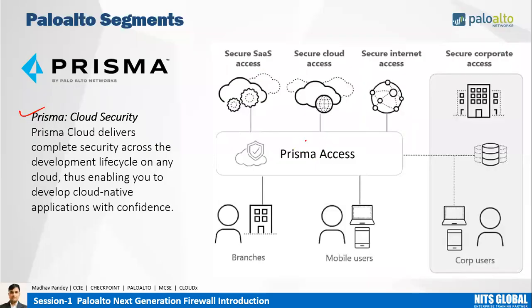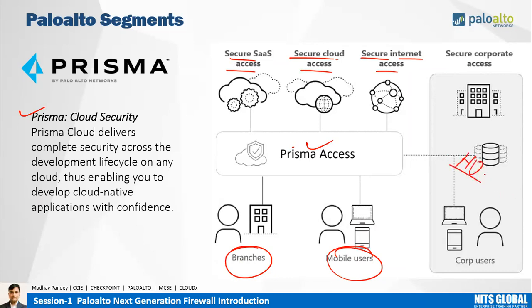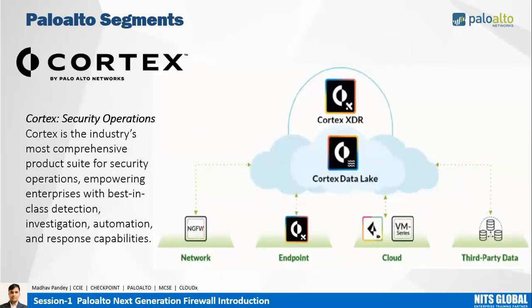All right, so look at this. Prisma Access: I will have a virtual environment here where I can protect my secure SaaS access. I can secure my cloud access, my internal access, my internet access. This is my branch office networks, my mobile users, VPN users, and this is my headquarter users. So I can protect them through the virtual solution, which is Prisma Access. Perfect. All right, and now the third segment is Cortex.